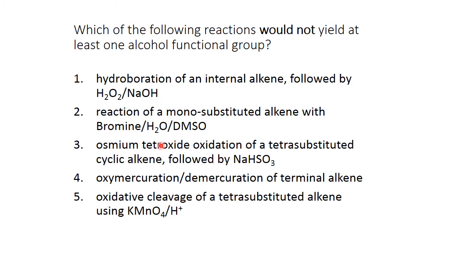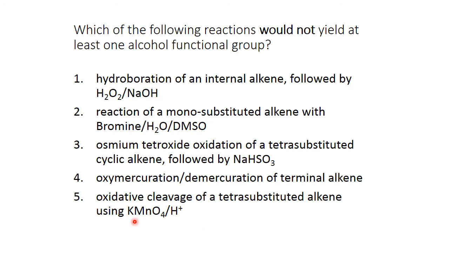If I use osmium tetroxide, what happens is I make a diol with an alkene after it's reduced by sodium bisulfite. So this would make a diol, and so we have at least 1 alcohol functional group. Oxymercuration and demercuration, which is done with sodium borohydride, gives us the equivalent of adding water across the double bond.